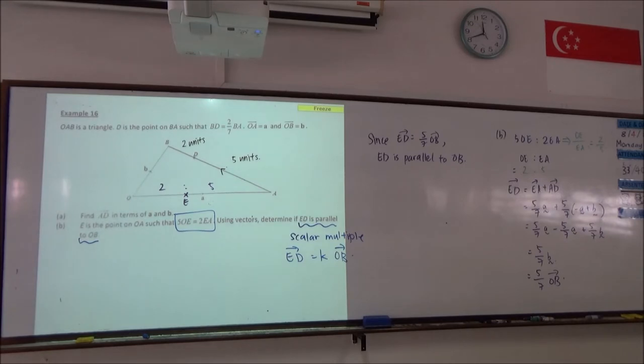If you didn't specify using vectors, you can just use similarity. How do you want to use similarity? May I know? AB over AD. Okay, then you must prove that the two triangles are similar, then you use that the angles are going to be equal. Then after that you must use your alternate angle, interior angle, or corresponding angle to prove that they are parallel lines. That seems longer.